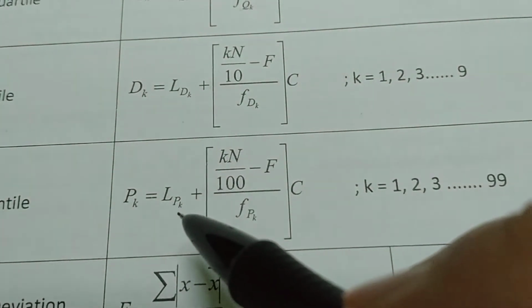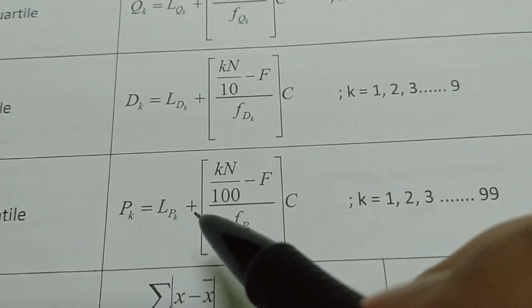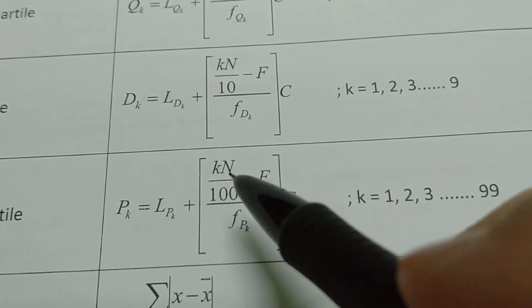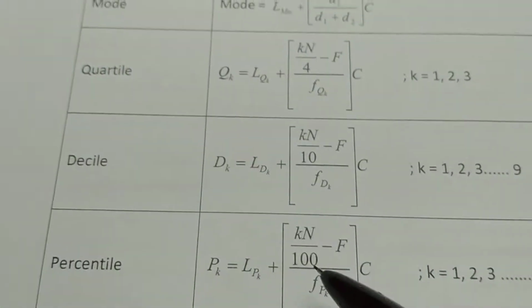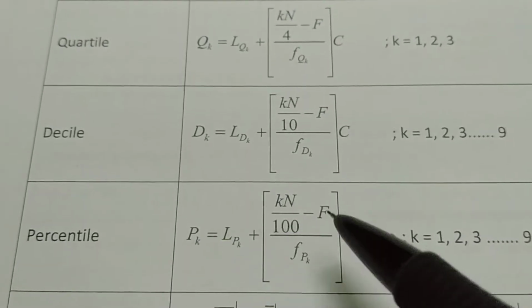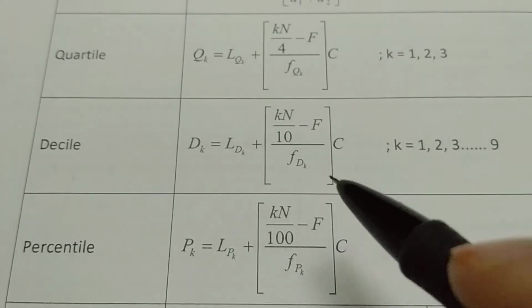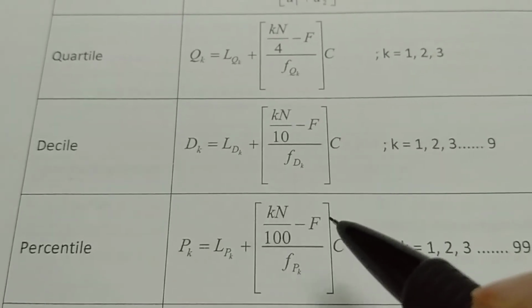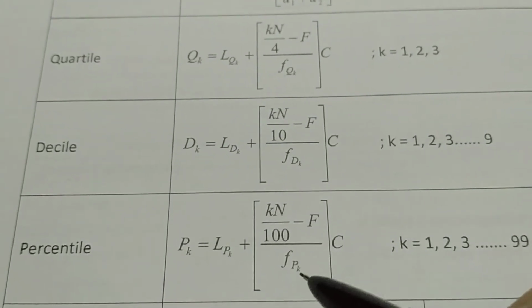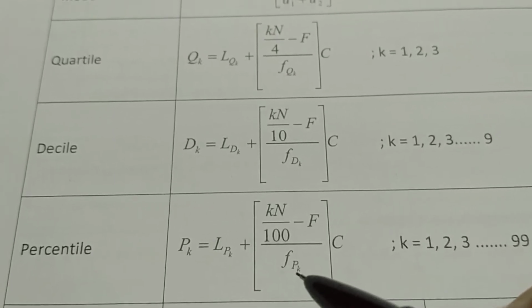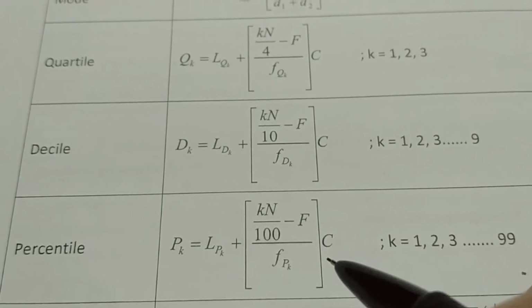LPK, the lower boundary of percentile class, plus KN, N is the total frequency, and then we divide it by 100, because percentile means we divide the data into 100 equal parts, and then minus F. Again F is the cumulative frequency before percentile class, divided by FPK. Small f is the frequency for percentile class, and then multiply with C. C is the size of class.